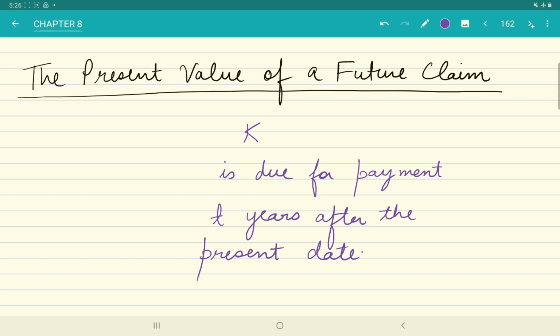Now the question is, what is the present value of this amount K, which is due for payment T years after the present date, when the interest rate is P% per year? What I mean to say is, how much we have to deposit today such that we get an amount K after T years, given the fact that the deposit we make today earns an interest rate of P% per year.